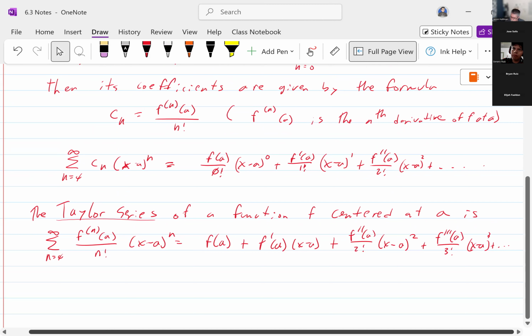Okay, so we took this general idea of this power series. We then evaluated these at a value of a, and we call that a Taylor series. Okay, plugging in what these coefficients would be.